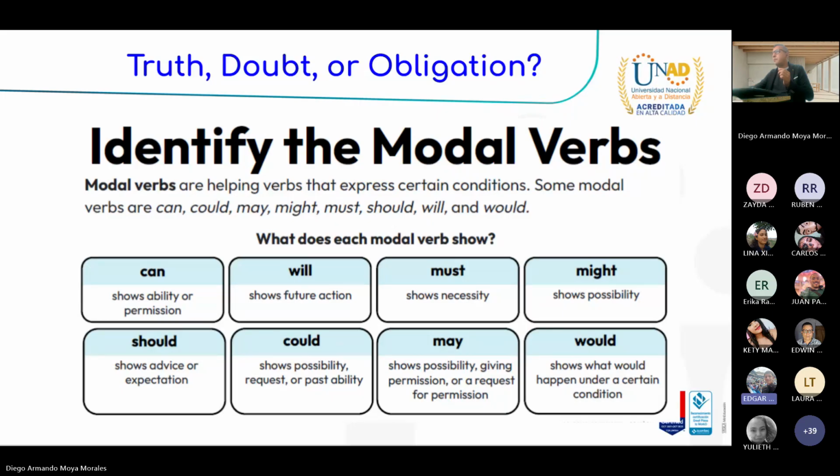Participation is crucial here. Let me see one person randomly. Let me see if we can hear Diana Isabel. Diana, are you here? Diana Isabel Serna, hello.